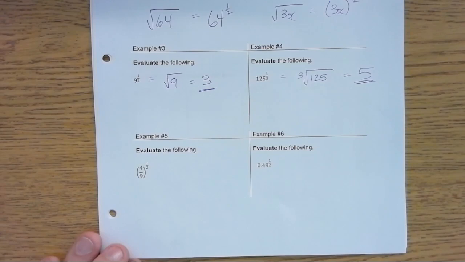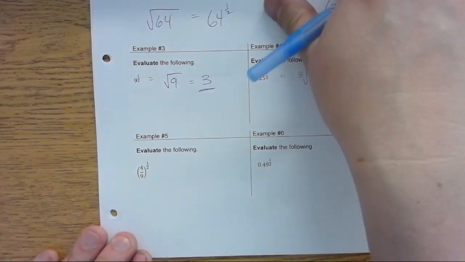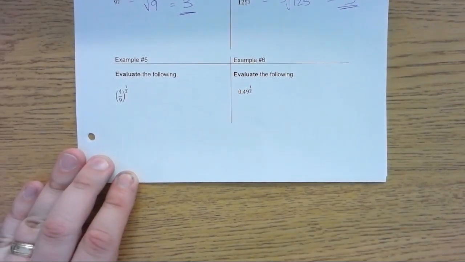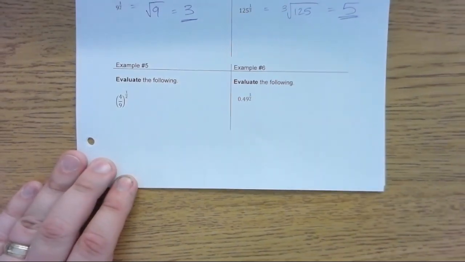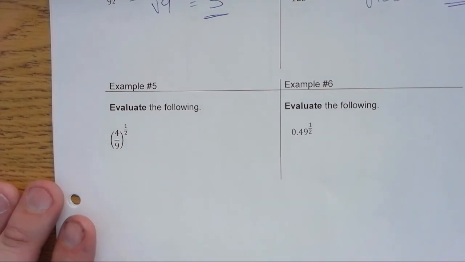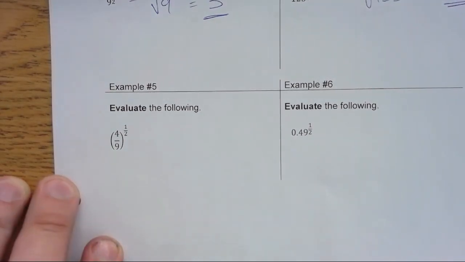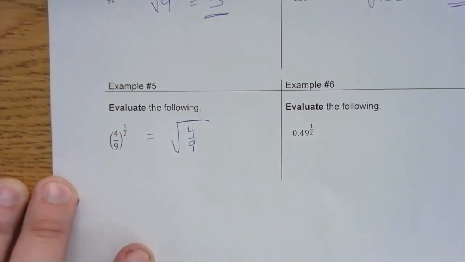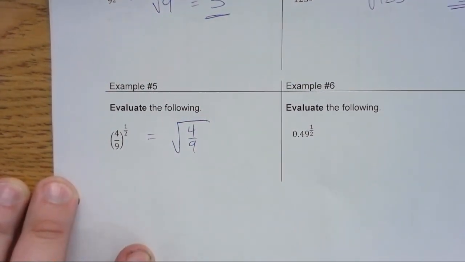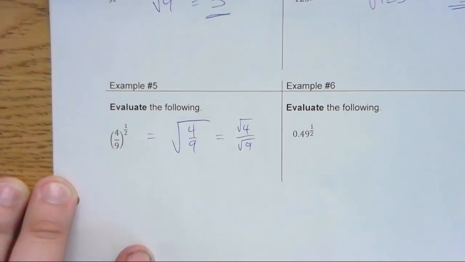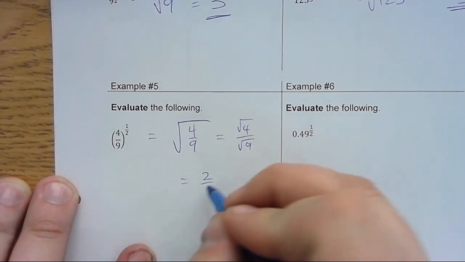All right. Look at example 5. 4/9 to the 1/2. Maybe if I move this closer, it will help. Is that better? 4/9 to the 1/2. That's the same as saying what's the square root of 4/9. Now I can distribute a square root through a divide or a multiply. So that's like saying what's the square root of 4 divided by the square root of 9. That's 2/3.